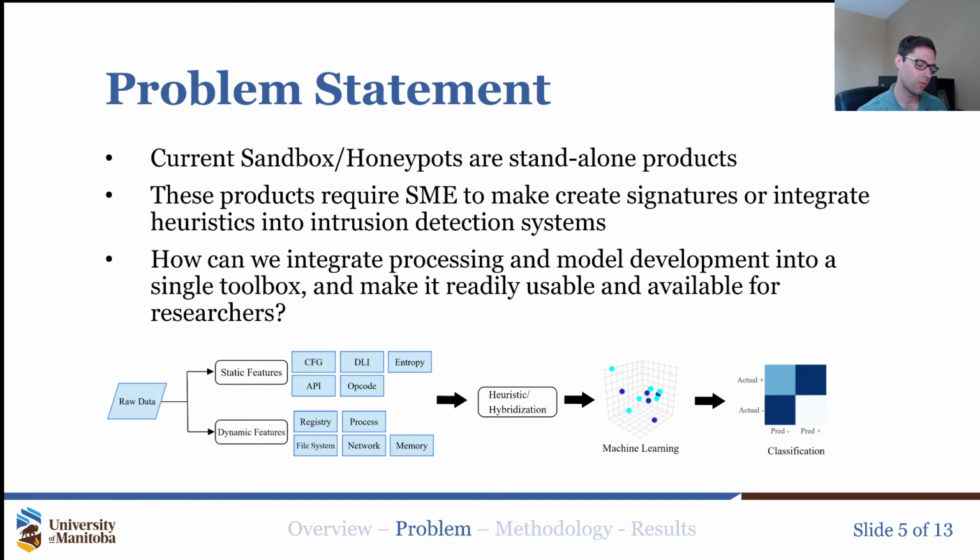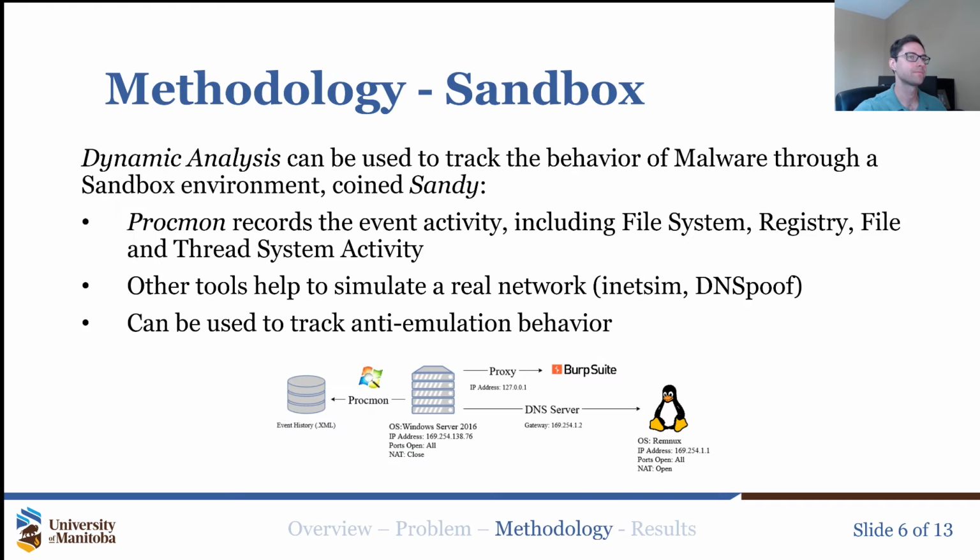Whatever form that raw data comes in, we can categorize it into static or dynamic features, and then we can pass it into some sort of heuristic or hybridization model. Hybridization just meaning we can combine the static and dynamic features in order to create a feature vector. We can pass it into a machine learning model, and finally we have some form of classification. We're classifying malicious versus benign, or this malware family from this other malware family, or this type of malware functionality, like a rootkit versus another type, like ransomware.